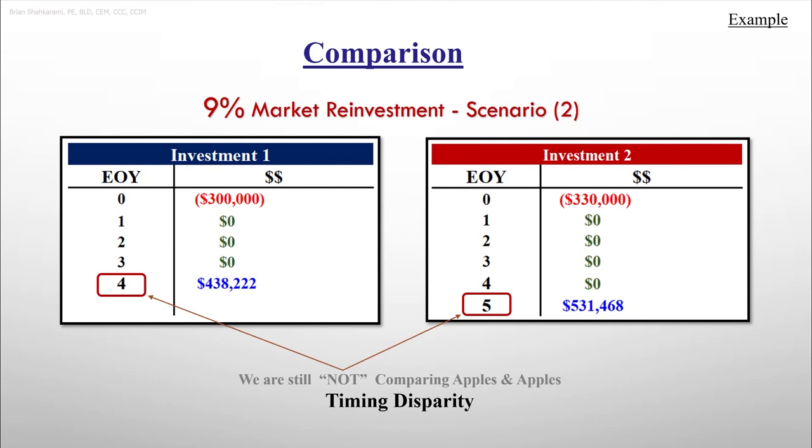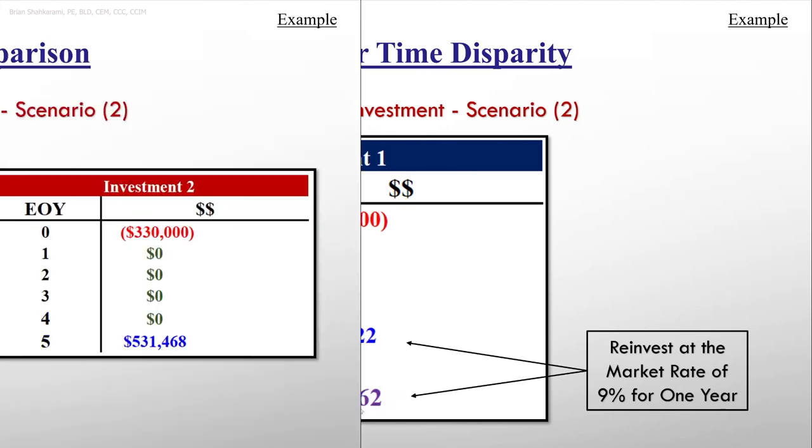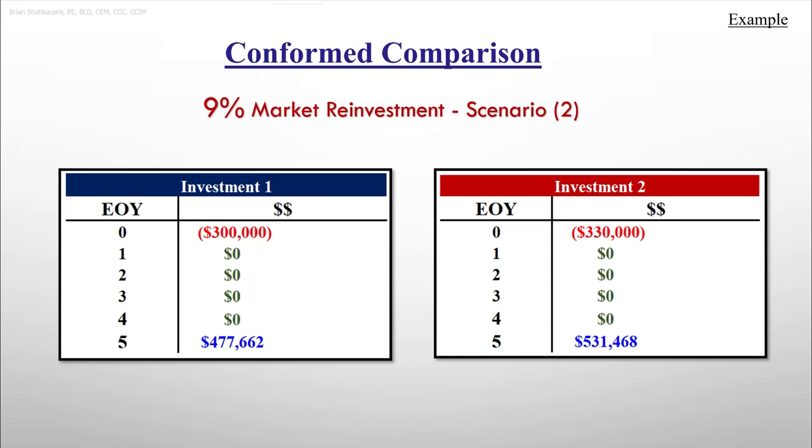And this is a really easy fix, because all we have to do is to project our accumulated capital at year 4, 1 year into the future, at our reinvestment rate to arrive at our accumulated capital at year 5. So projecting this accumulated capital 1 year into the future at a 9% rate gives us our final capital accumulation of $477,662. Here's one more comparison of investment 1 and investment 2.